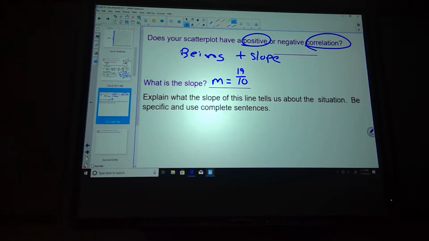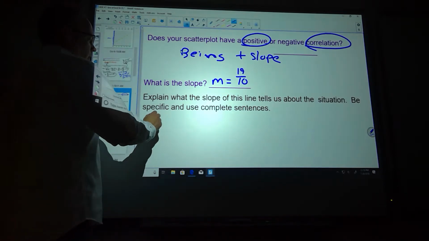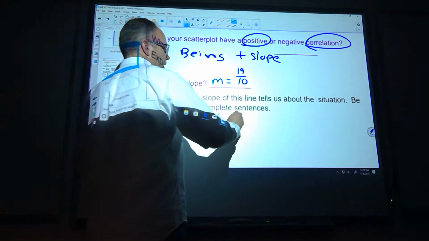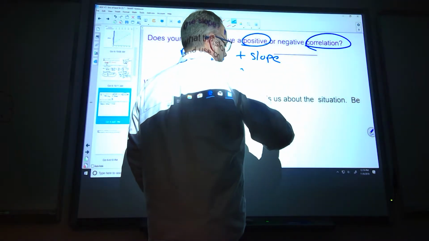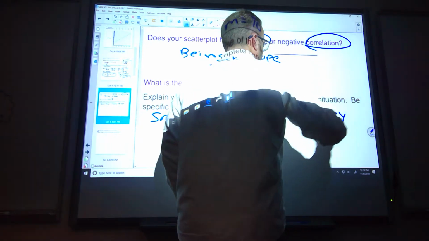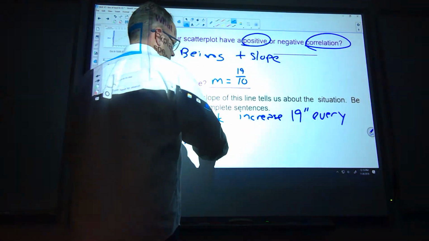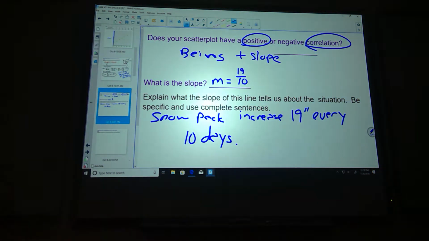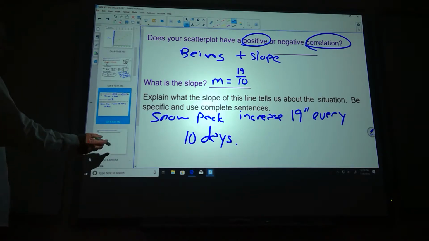Every 19 inches of snow every 10 days. You get... So... Snowpack increases 19 inches every 10 days. So again, that's 1.9 inches per day. Is that an unbelievable amount of snow? Well, if we get 2 inches of snow outside, we're... Yeah. Just makes things dirty.